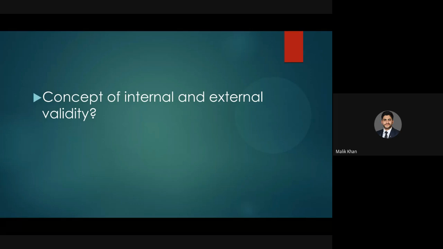If someone has a question, just tell me in the chat if everybody understood what internal validity is, and how descriptive statistics are related to internal validity or validity of the study. This is very important to understand.